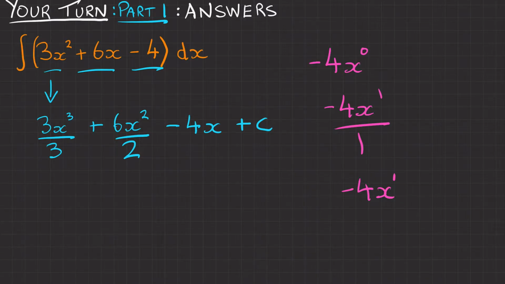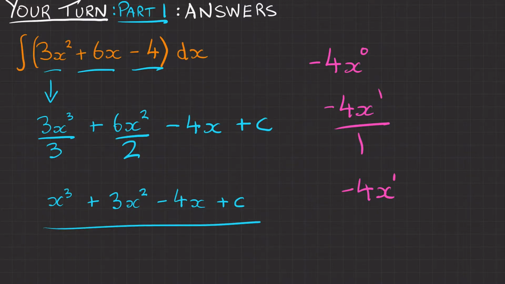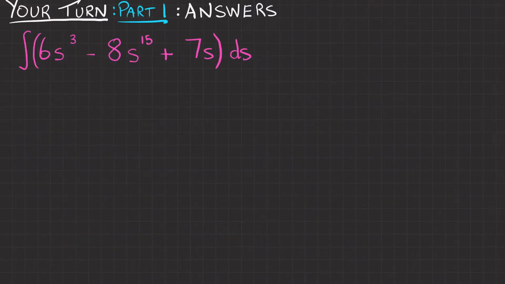Let's tidy this up a bit. 3x cubed over 3. 3 divided by 3 is 1, so we'll have x cubed plus 6 divided by 2 is 3, so we'll have 3x squared minus 4x plus c. And there's your answer. This question is the exact same, but in respect to s instead of x.